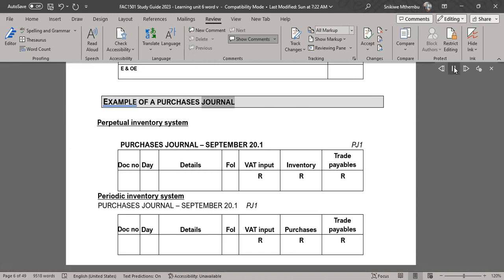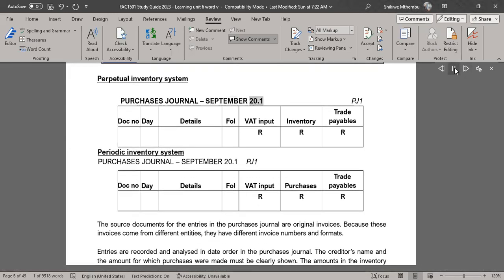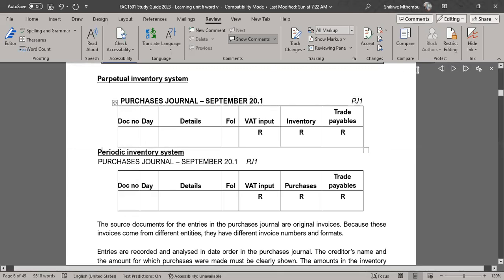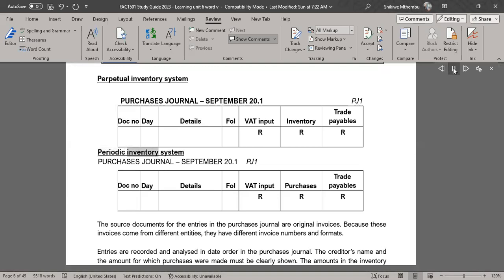Example of a purchases journal. Perpetual inventory system. Purchases journal, September 20.1, PJ1. Periodic inventory system. Purchases journal, September 20.1, PJ1.